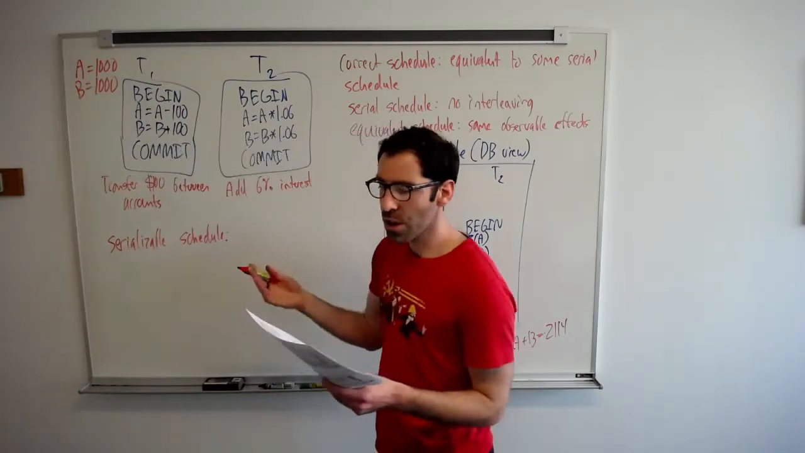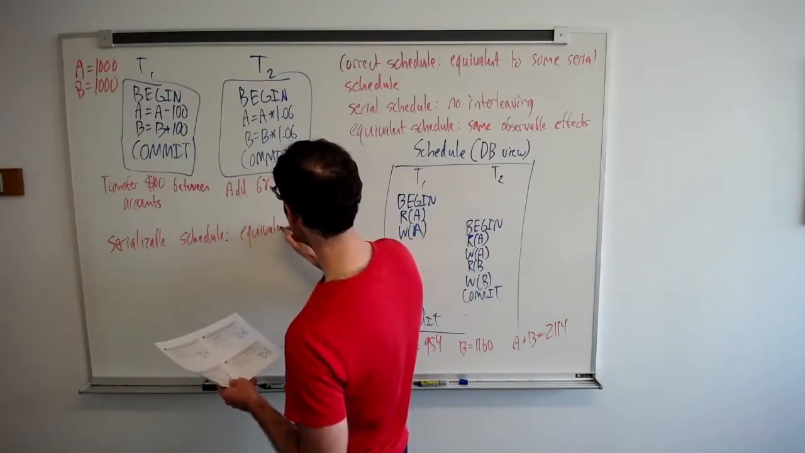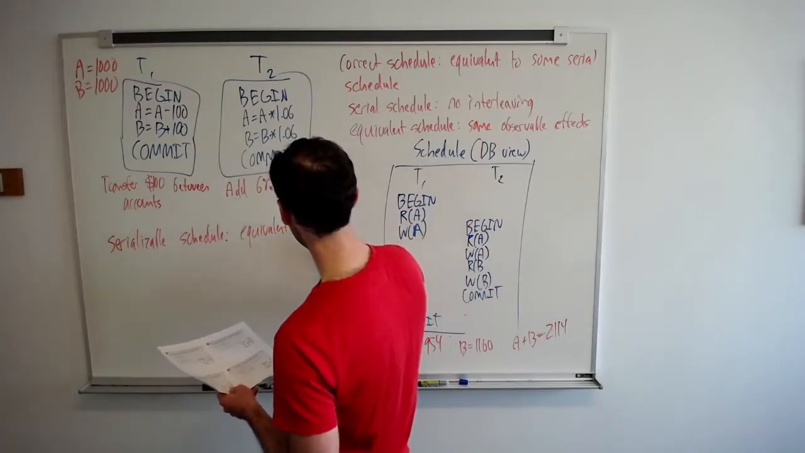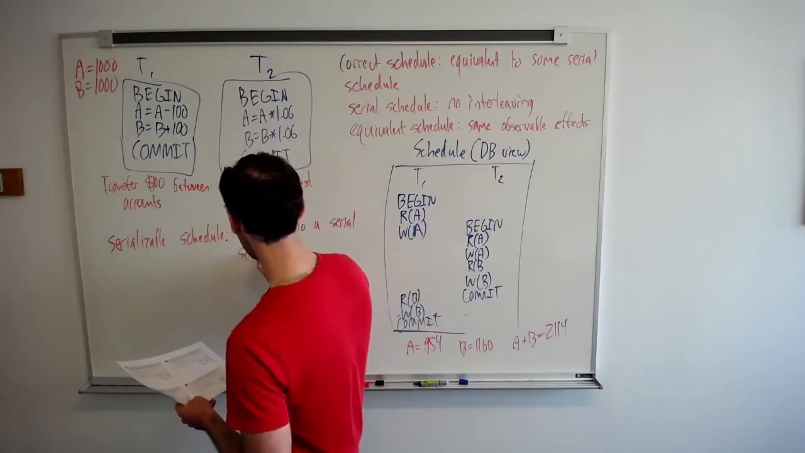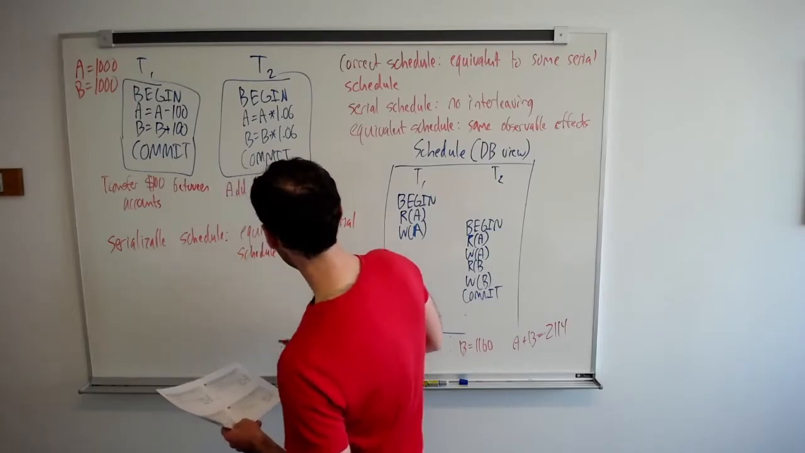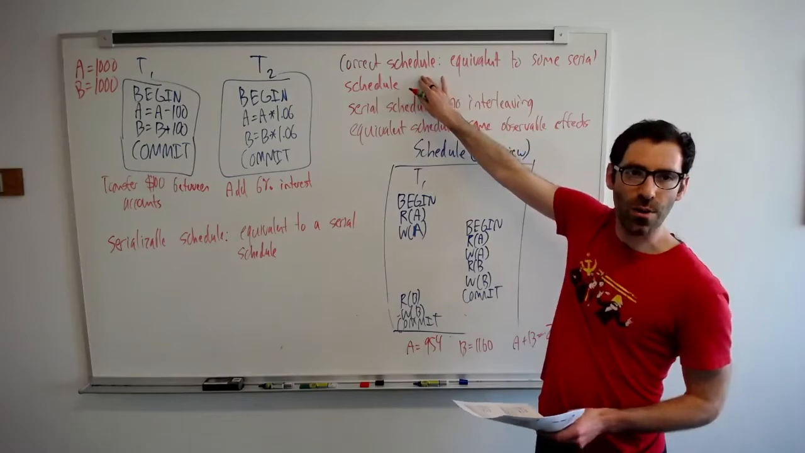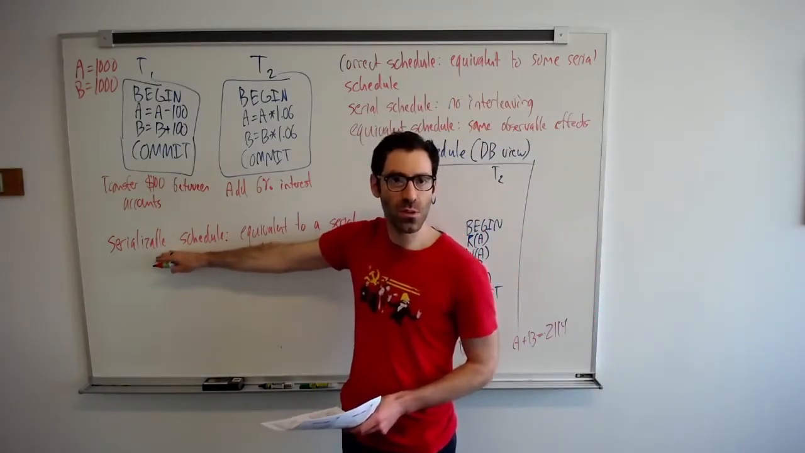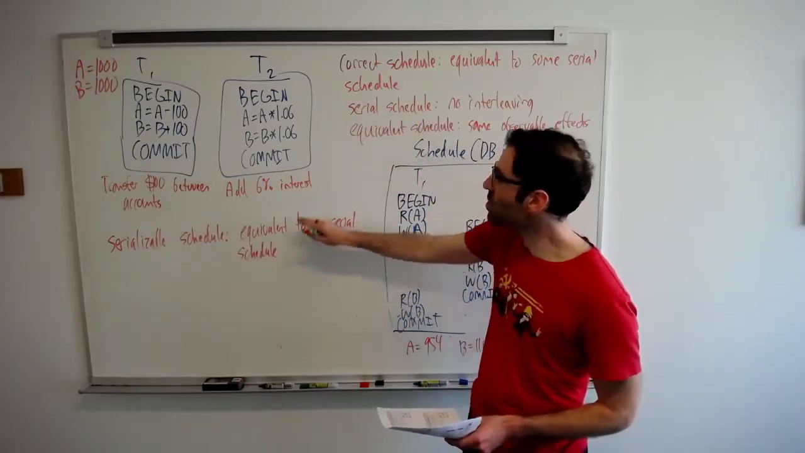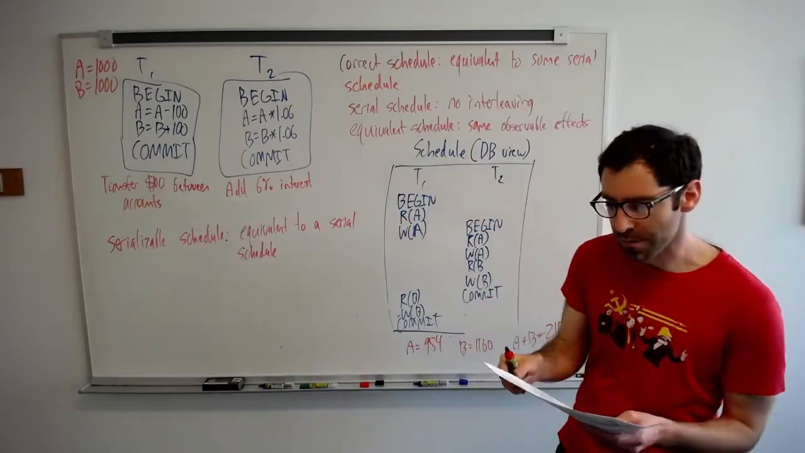So our serializable schedule means equivalent to a serial schedule, which is in fact what I said a correct schedule was. So if we can get a serializable schedule, some schedule that's equivalent to a serial schedule, then it will be correct in terms of this isolation property.